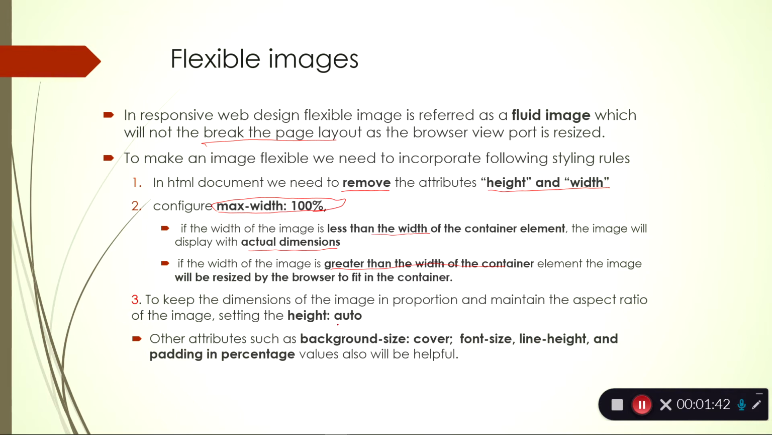And also, to change the height of the image according to the adjusted width, we have to set height to auto. This auto value will calculate the height according to the width and display the image accordingly. And then in addition to that, we can also use the background-size property. Mostly cover will work, and then font size, line height and padding, all those things we can set in relative units, that is percentage, so that all those properties will adjust according to the change that we have given.